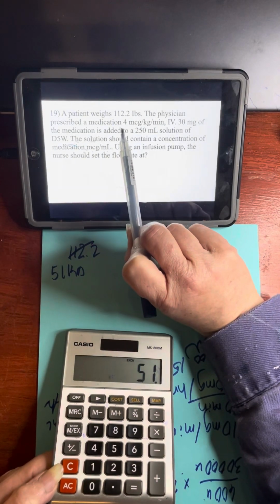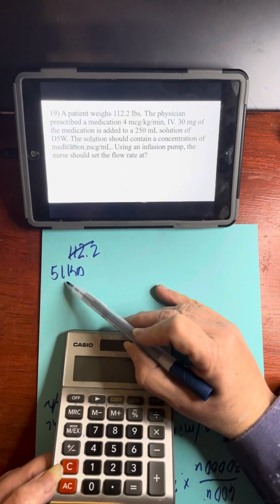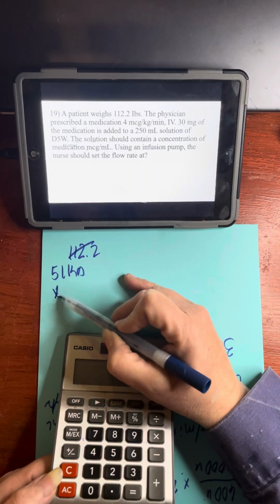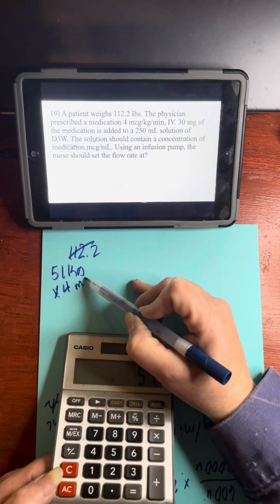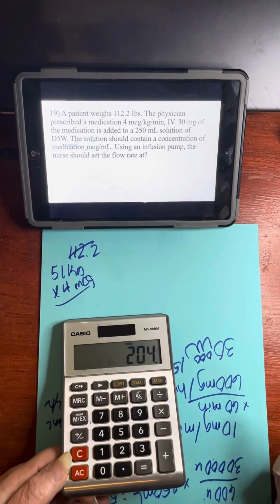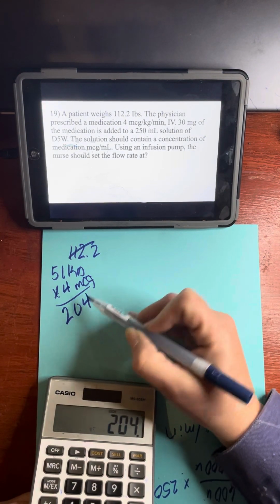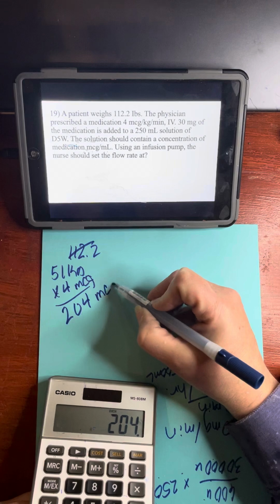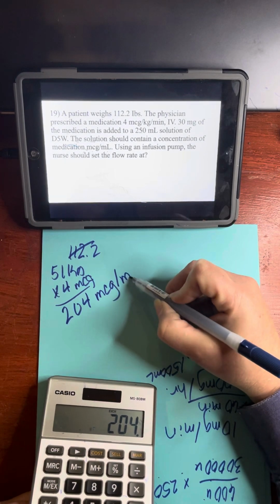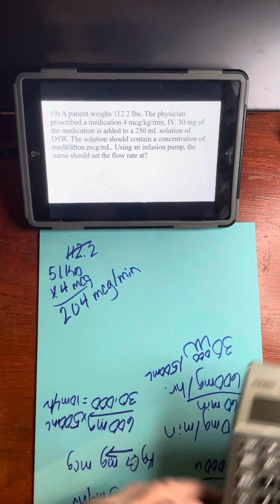And what Mr. Man wants is 4 micrograms for every kilogram. We got 51 of them. So we got to multiply that times 4 micrograms. So times 4 equals, that's going to be 204 micrograms per minute. Because that's what they said right here.